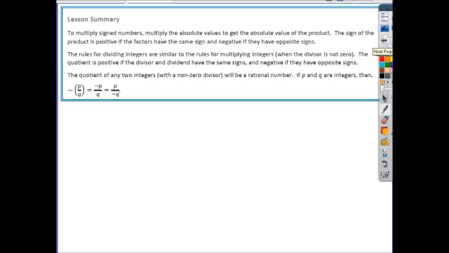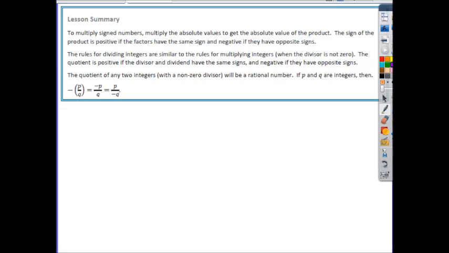In this lesson, you have learned to multiply signed numbers: multiply the absolute values to get the absolute value of the product. The sign of the product is positive if the factors have the same sign and negative if they have opposite signs. The rules for dividing integers are similar to the rules for multiplying integers when the divisor is not 0. The quotient is positive if the divisor and dividend have the same sign and negative if they have opposite signs. The quotient of any two integers will be a rational number.